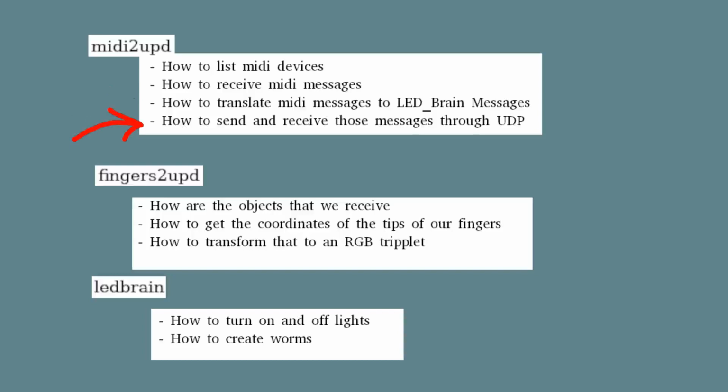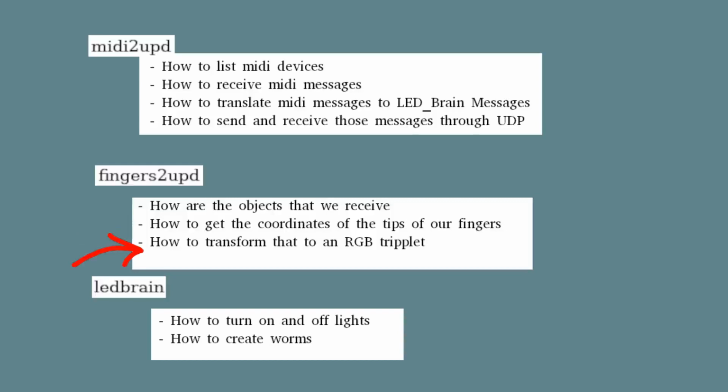And then we will see how to send and receive those messages through UDP. For the second program, fingers to UDP, we will see first how the objects that we receive from the Leap Motion, virtual objects of course, look, with all the coordinates. Then we'll see how to get the coordinates specifically of the tips of our fingers, that is the information that we're using to create the RGB values, and then we will see how to transform that into an RGB triplet.